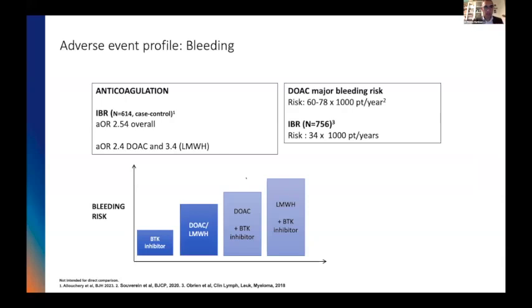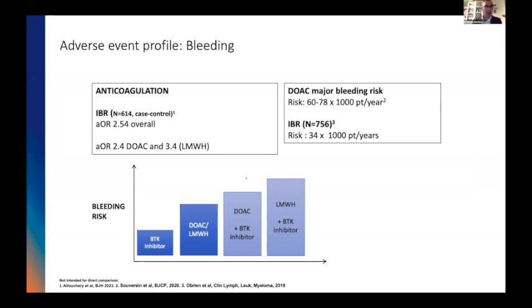The point I'm trying to make with this slide is that we know there's a bleeding risk with BTK inhibitors, and there is an inherent bleeding risk with the use of antiplatelets and anticoagulant agents, and there is very little data about the risk of using BTKs when you have to give patients anticoagulation. This is something that is missing, and we need more data about this.